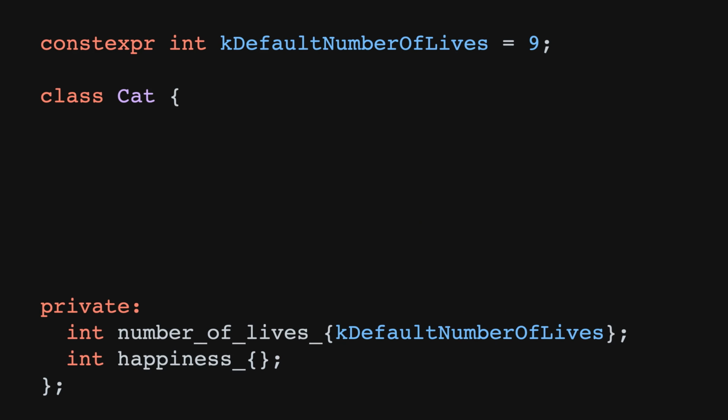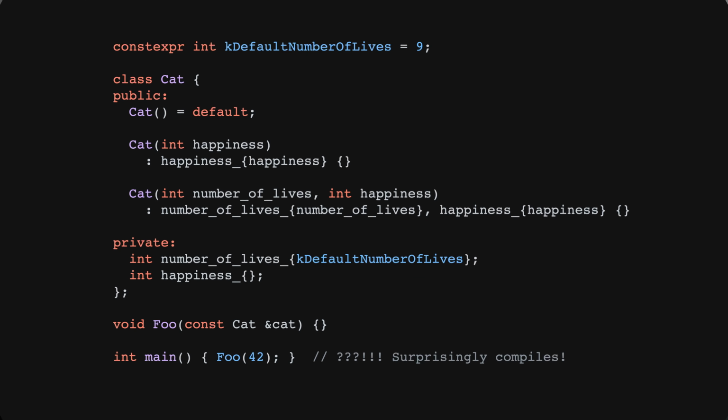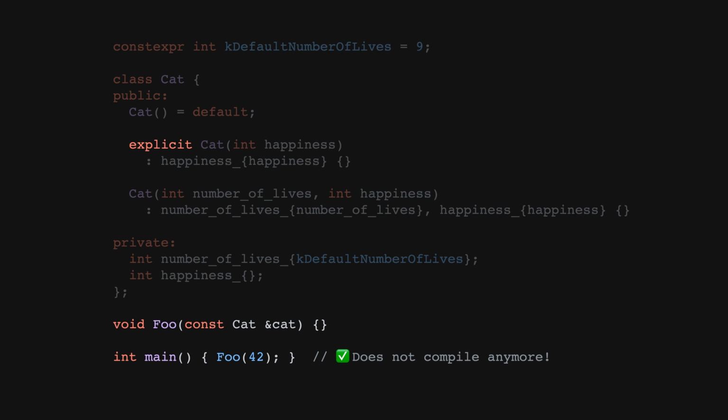Well, our cat class has a constructor that takes a single integer as a parameter. The compiler is allowed to perform an implicit creation and decides that the best way to compile this code is to generate a temporary cat object from the provided integer 42 and pass it into the function foo. Now, if we add the explicit back, the code won't compile anymore. So explicit basically forbids creating the objects implicitly.